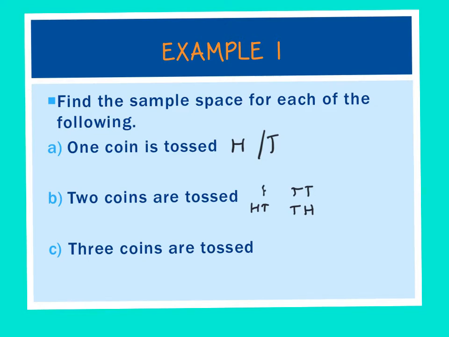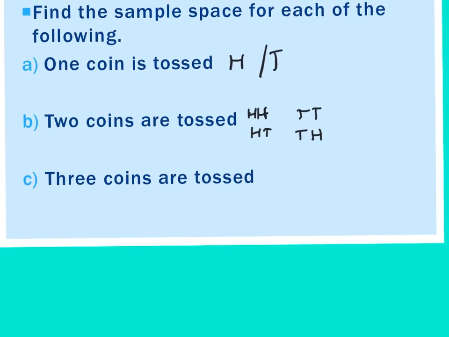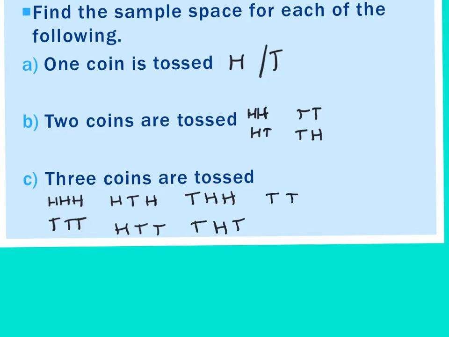All right, the third is 3 coins are tossed. What's one possibility? Heads, heads, heads. What's the opposite of that? Tails, tails, tails. What's next? Could you get heads, tails, heads? Could you get heads, tails, tails? You could get tails, heads, heads, tails, heads, tails. Do we do tails, tails, heads, and heads, heads, tails?